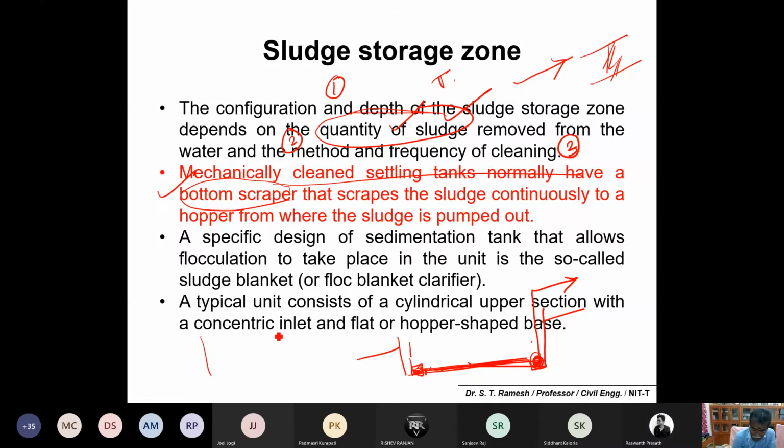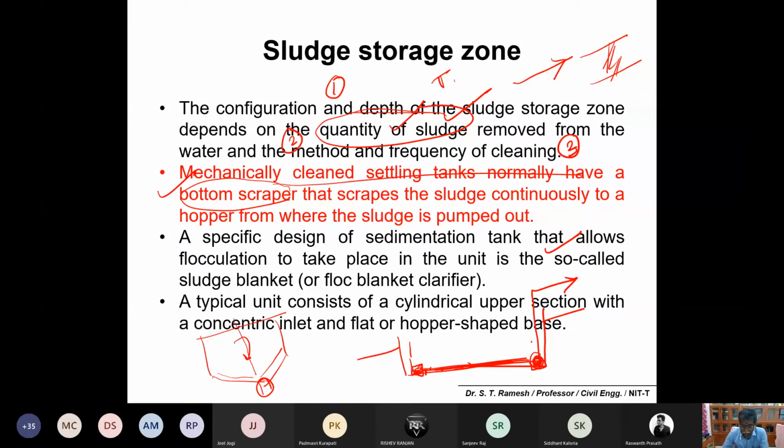Or if you imagine a rectangular sedimentation tank like this, and I may have a scraper blade like this. Imagine it will rotate in a clockwise or anti-clockwise direction, so that all the sludge can be brought into the lowest hopper bottom. This is what I mentioned. So mechanically cleaned settling tanks normally have a bottom scraper that scrapes the sludge continuously to a hopper bottom where the sludge is pumped out.